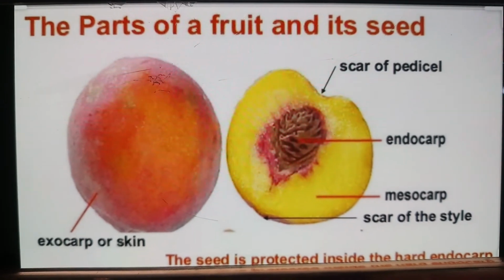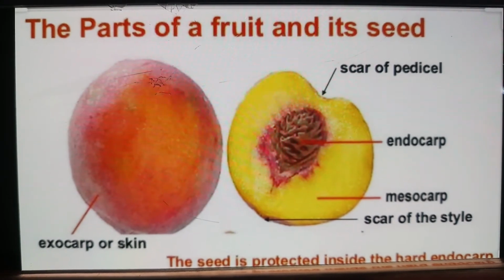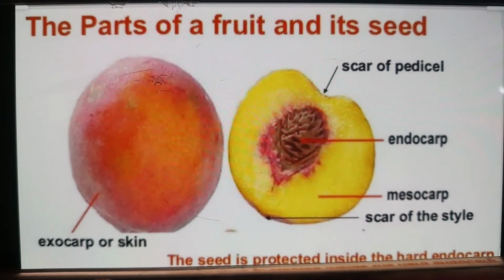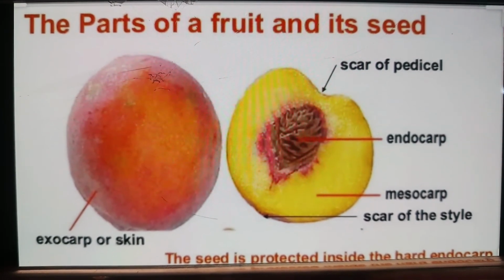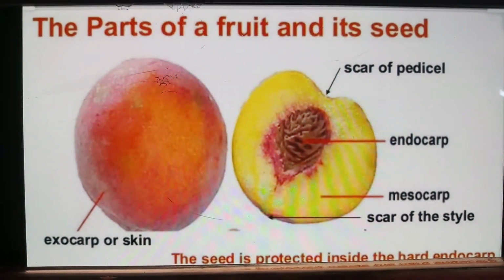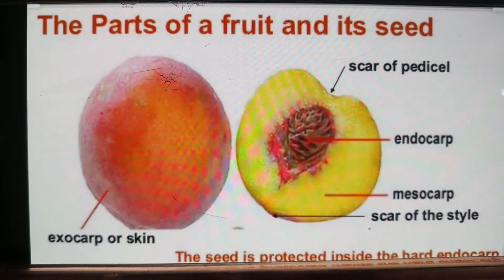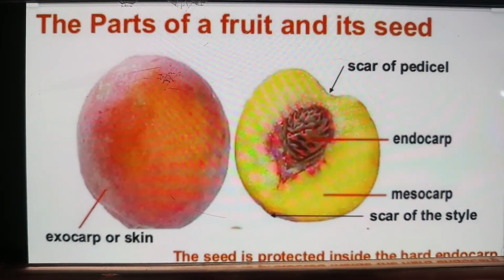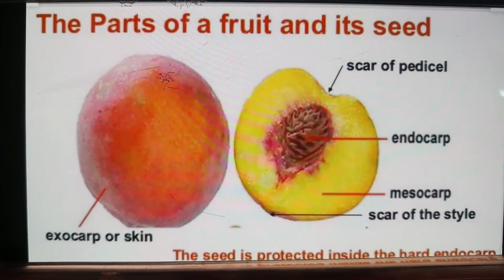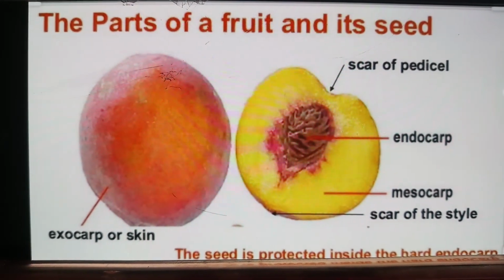And the animals which eat the fruit help in the dispersal of the seed, and when the seed of the fruit falls off in a place that has suitable climatic conditions, it is going to germinate and grow up into a new plant.